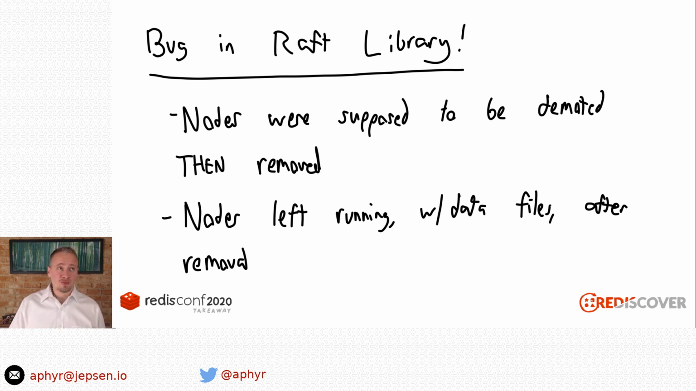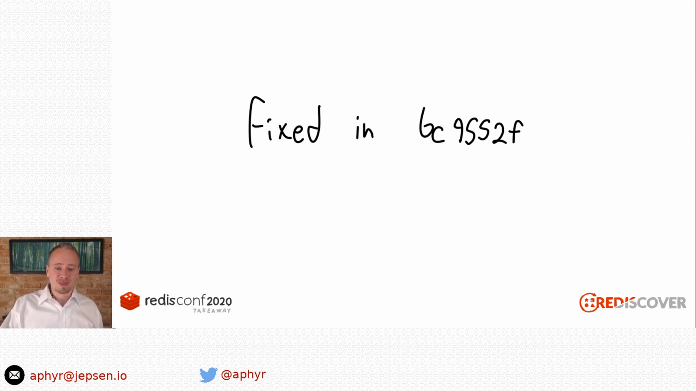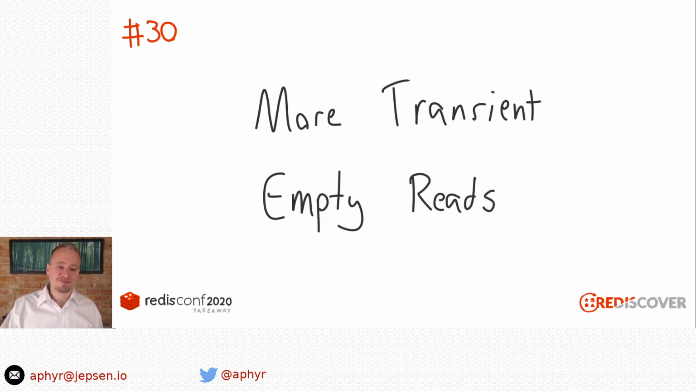It also was exacerbated by a design choice in RedisRaft where nodes were left running when they exited and they still had all their old data files sitting around. And this should be safe because that node that was removed might not know that it was removed and so it shouldn't be expected to shut down. But if you tried to rejoin a node that had been removed, it might have a chance to rejoin with its existing data files and cause chaos. So that was fixed. Both these are fixed in BC95.